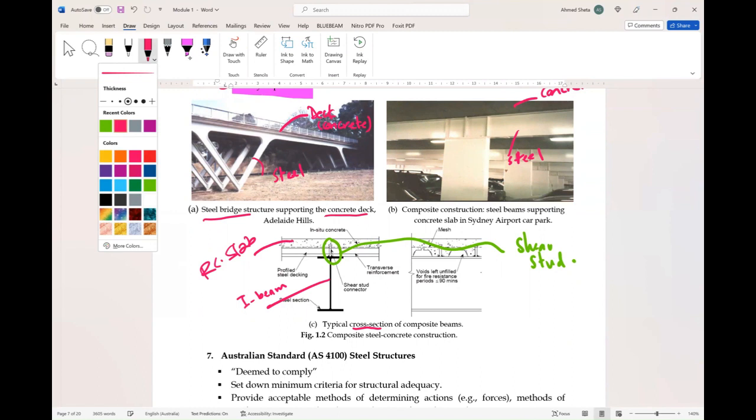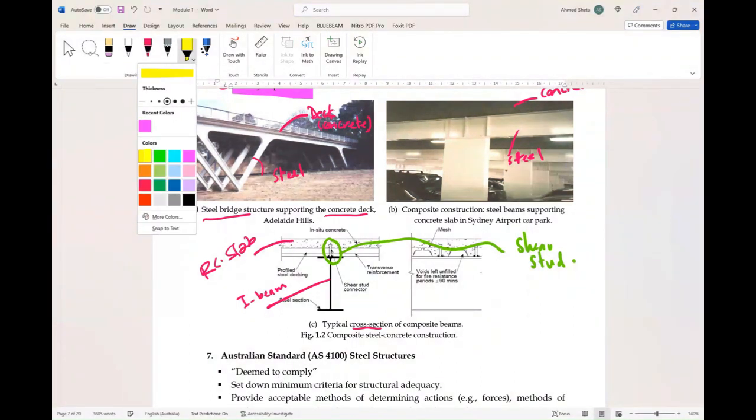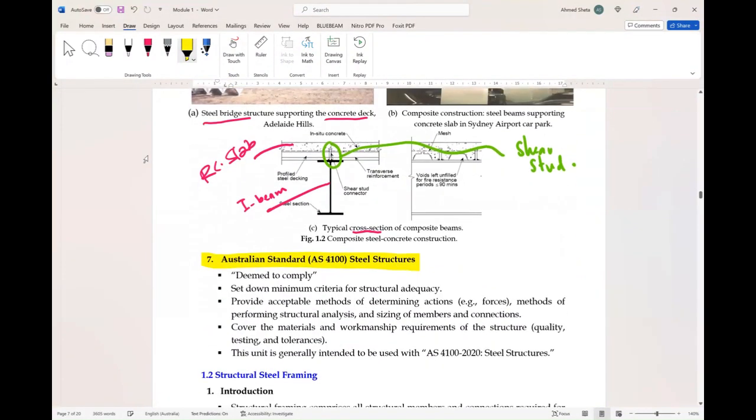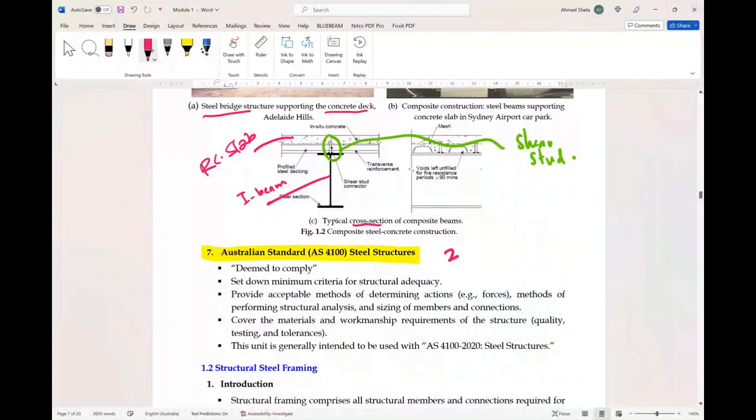Okay, the last point is the Australian standard AS 4100 Steel structures. The latest version is the 2020 version. This standard is deemed to comply, so we need to make sure that all our designs comply with AS 4100. The standard sets down minimum criteria for structural adequacy.